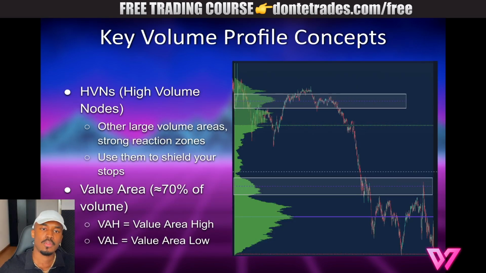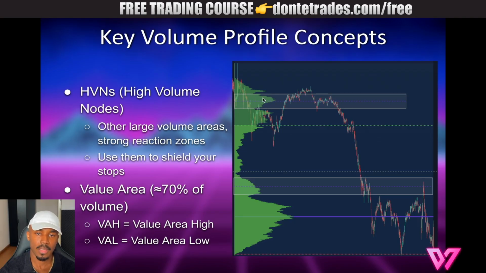Just think about that. So, key volume profile concepts. HVNs, this stands for high volume node. This is going to be large volume areas where you see strong price reaction. If we look at this here, if you look at these bars of volume, these nodes, you want to pay attention to where you see a large block of volume here.